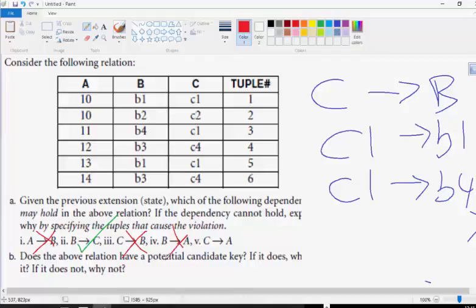What about C to A? All right, and your evidence? C1 leads to 10, C1 leads to 13. Okay, the next question. Does this relation have a potential candidate key?